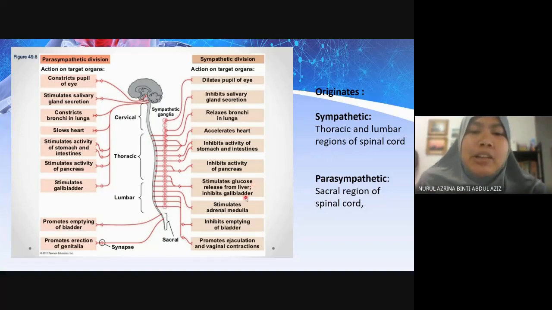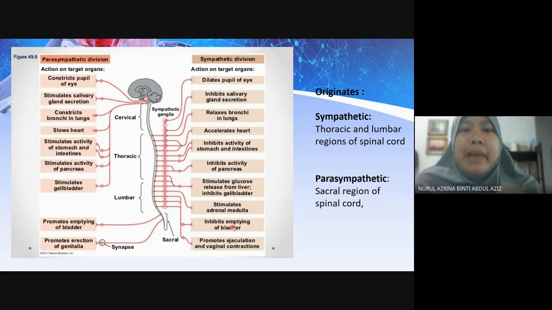So it stimulates your adrenal medulla. So adrenal will release more adrenaline, right? So to increase your heart rate and so on. So macam tu. So it will inhibit your emptying of bladder. Masa tu kena kejar anjing, lapar, tak teringat pun lah nak terkencing ke apa ke. Okay, right. So masa itu, that is some of the action of the target organ when sympathetic division is activated.